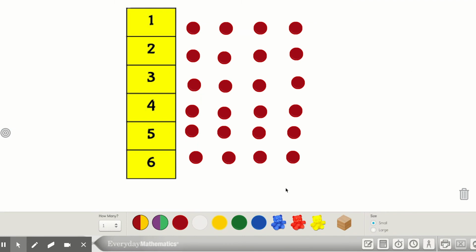Okay, time is up. Does your counters look like this? One, two, three, four, five, six. And then you needed to make it equal. So this is how I did it.